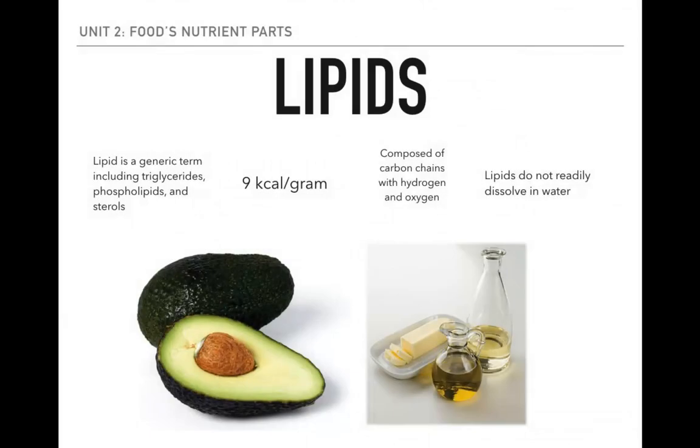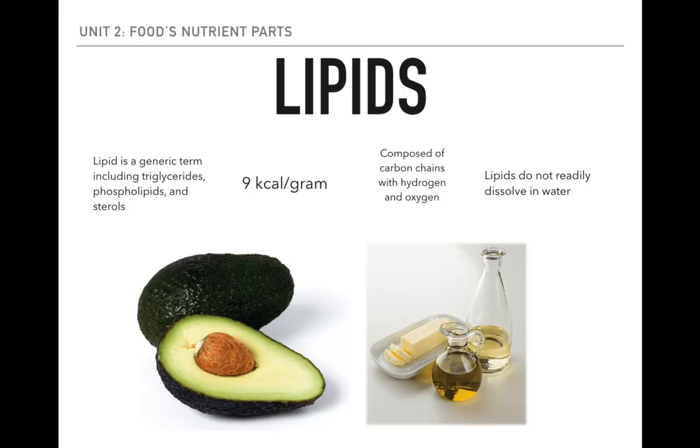Now we'll move to one of our favorite things to eat, which is fat. Fats contribute greatly to the flavor and texture of our foods, and we describe these fats as lipids, a generic term. It includes triglycerides, which we're going to spend most of the time talking about, phospholipids, which are a minor contributor from our diet, and sterols, such as cholesterol. These are 9 calories per gram, which makes them much more caloric than your carbohydrates and, as we'll see, proteins.